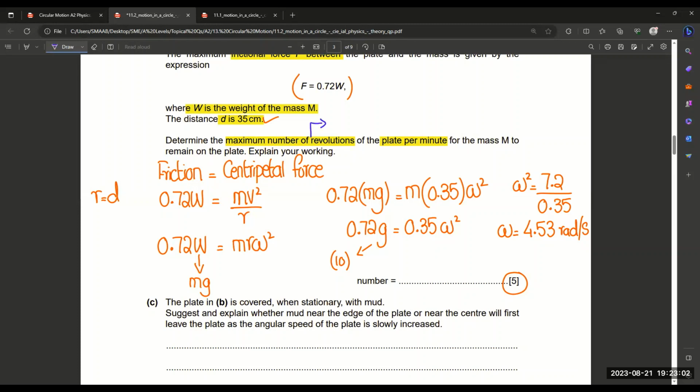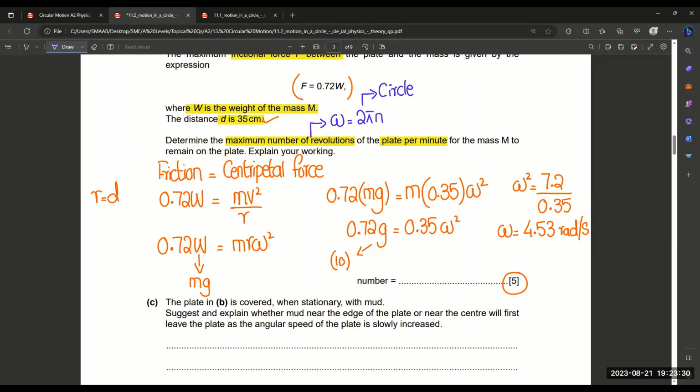So for the maximum number of revolutions, we can say that omega will be equal to 2 pi n, right? Why 2 pi n? Because we know that 2 pi makes one complete circle, right? 2 pi gives you the value of one complete circle, and we know that the speed is 4.5 radian per second, right?